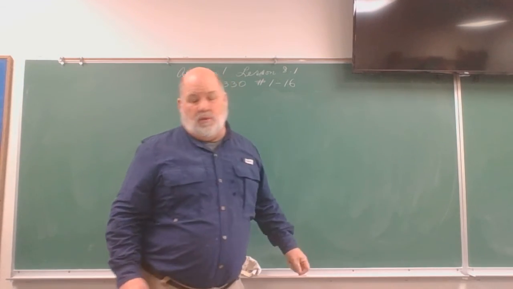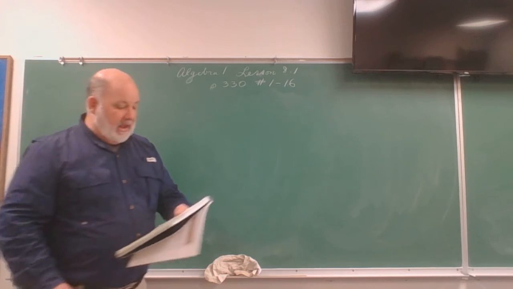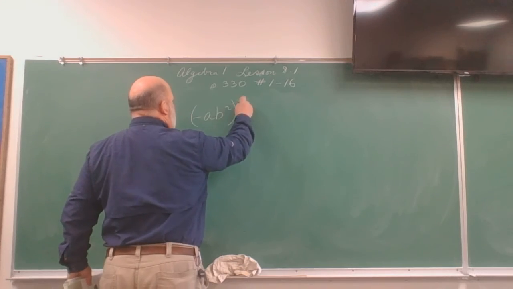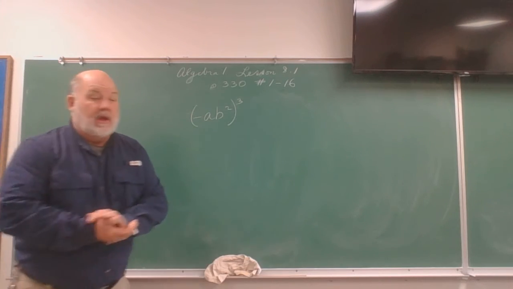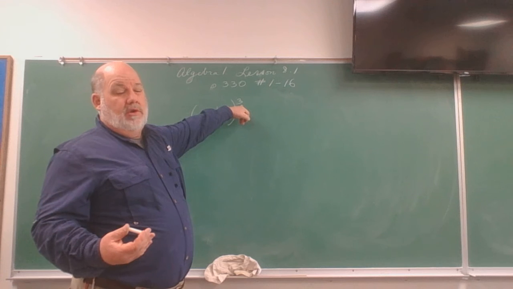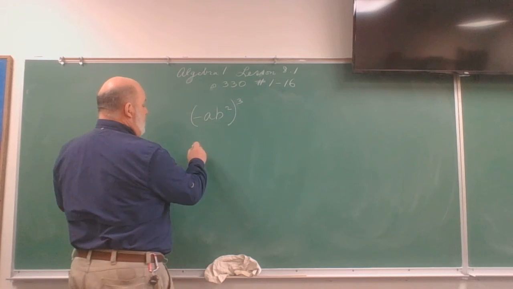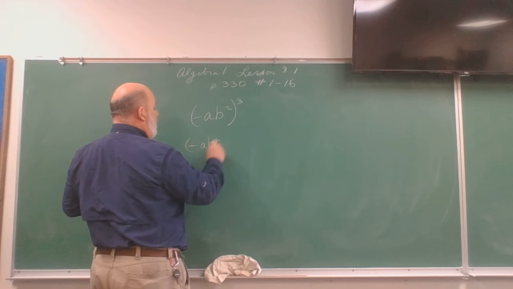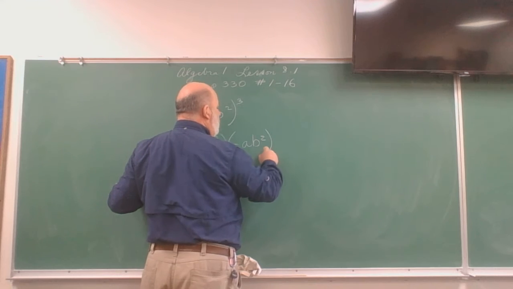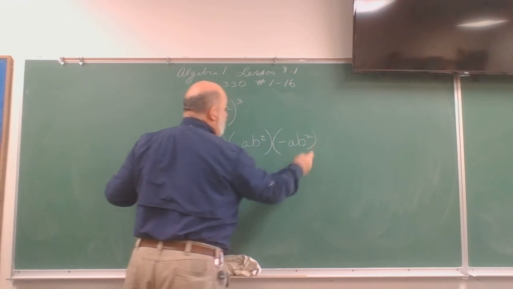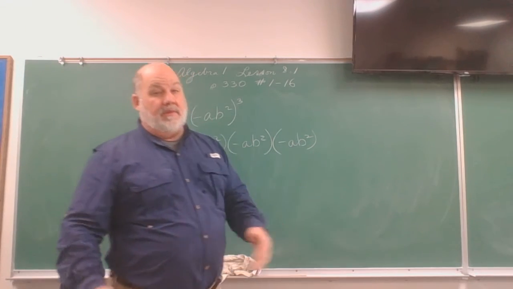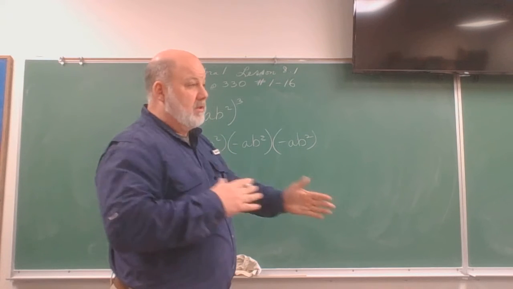Last example, example 4, at least for today, it says negative ab squared quantity cubed. Be careful with these. Anytime you have a power raised to another power, I encourage students until they get a really good grasp on it to write out exactly what it means. This means negative ab squared, and I need to write that 3 times. Negative ab squared and negative ab squared and negative ab squared. If somebody wanted to, they could even say negative abb, negative abb, negative abb. Now this is not minus, this is times, multiplication.